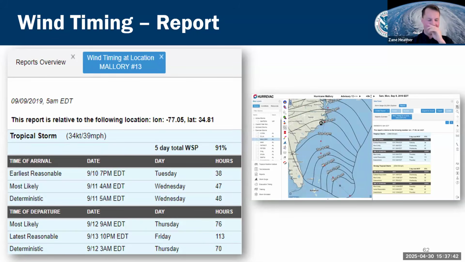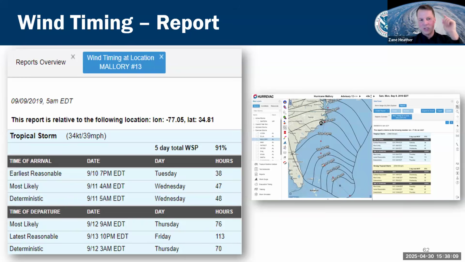You'll get more information on this in subsequent trainings, or if you're interested, but the way you access this is to right click on a specific location and drop a pin, and it tells you at that location not only the percentage of experiencing tropical storm force winds. If you look at the top right, you've got the five-day total WSP, or wind speed probability, of 91%, but it also gives you a ton of really relevant and important timing information.